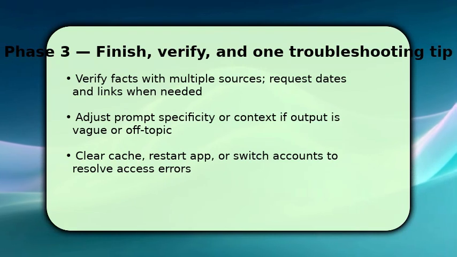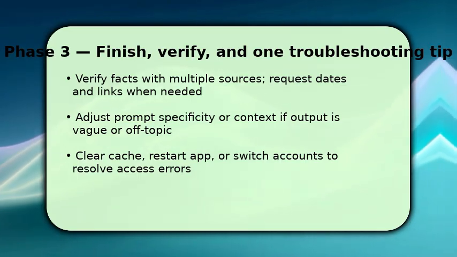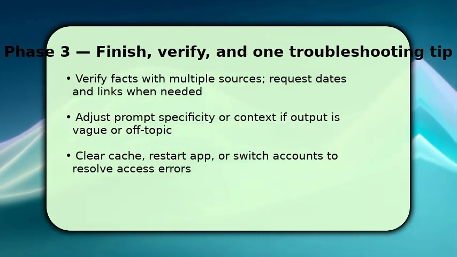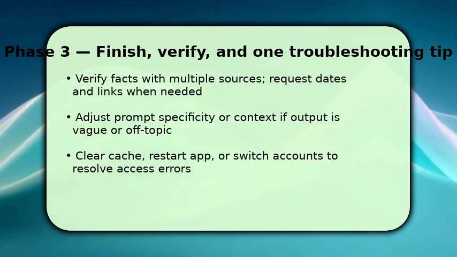To finish, verify any critical facts by asking for dates, sources, or cross-checking with another search. Make sure the AI cites when required. If output is vague, refine your prompt with more context, examples, or a strict format that typically fixes relevance issues.